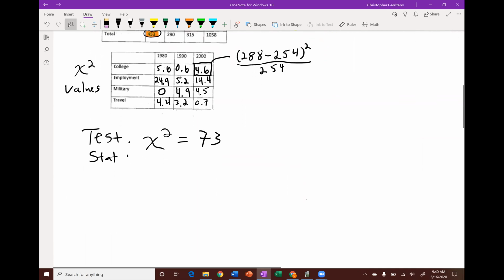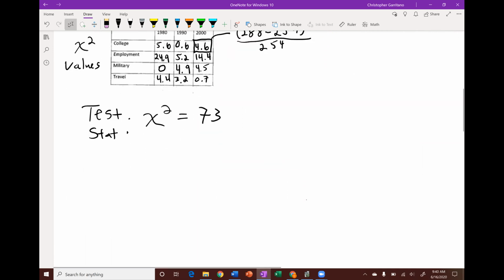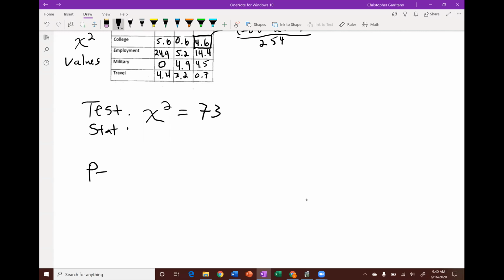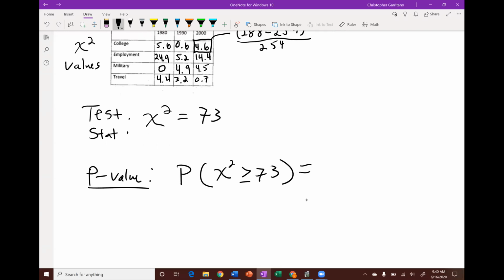All right, well, now comes the fun part, the p-value. What is the probability of observing our chi-squared test stat or more extreme? And remember, in the case of a chi-squared distribution, the values range from 0 to infinity. So when we say or more extreme, it's always or greater than. So to calculate our p-value, we wonder what's the probability of getting chi-squared greater than or equal to 73 in this case.